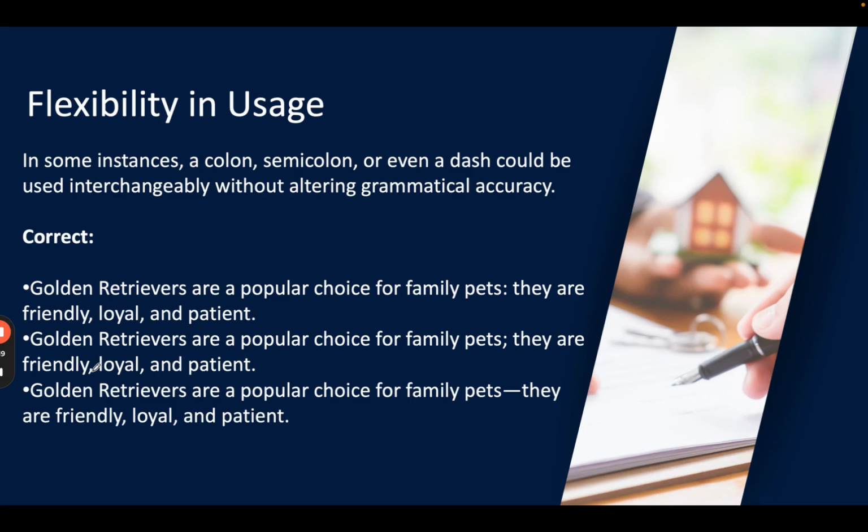Now, when it comes to colon usage, it's quite flexible. Let's look at this. Golden retrievers are a popular choice for family pets. Colon, they are friendly, loyal, and patient. So there is an explanation of the previous bit, so a colon makes sense. But remember, I do have 2 complete sentences before and after the colon. They are friendly, loyal, and patient is also a complete sentence, which means I can also use a semicolon.